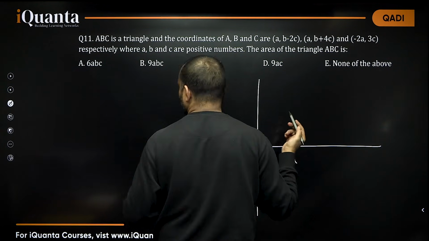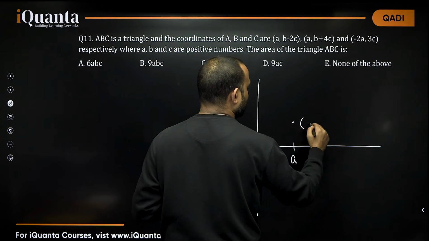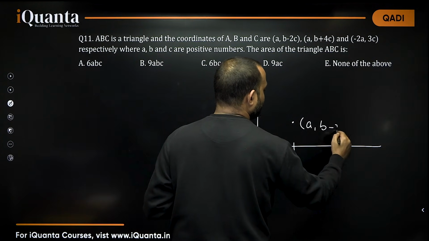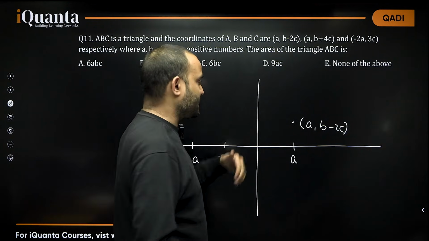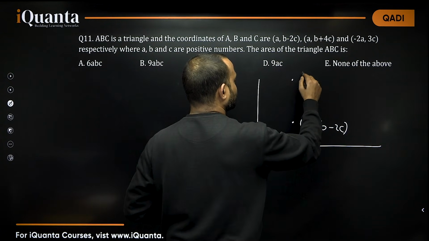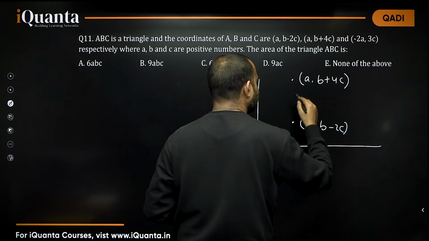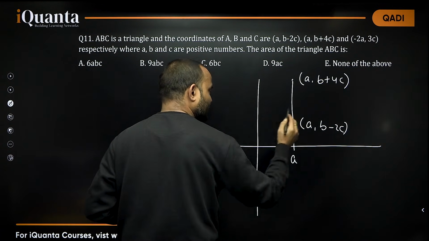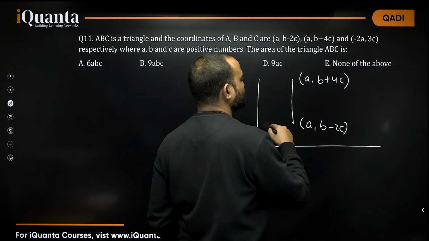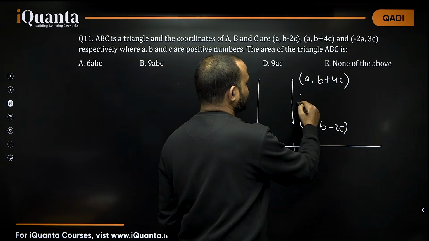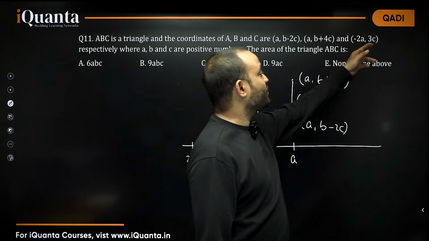So I put one of the points here, let's say this point coordinate is a, b minus 2c. Where will be a, b plus 4c? Just above that, right? Just above that. So this point is a, b plus 4c, and this distance will be nothing but the difference in the y coordinates, 4c minus minus 2c. So this distance will be 6c. Where do we put this point? Minus 2a, 3c.